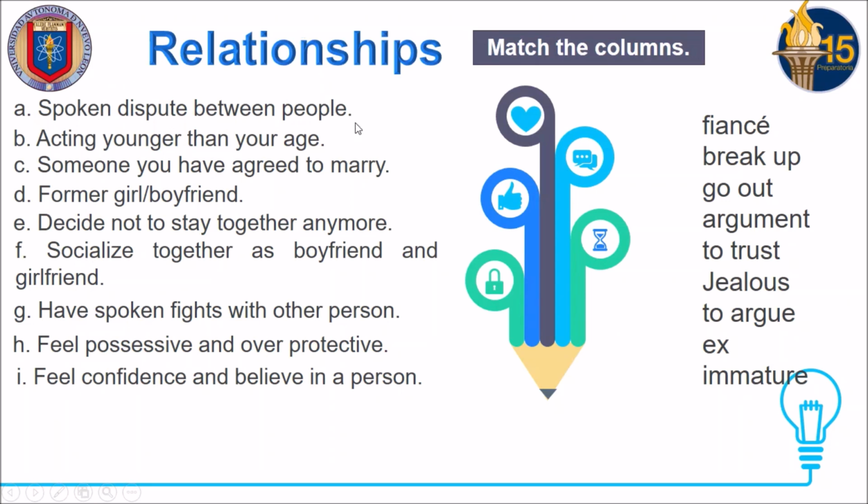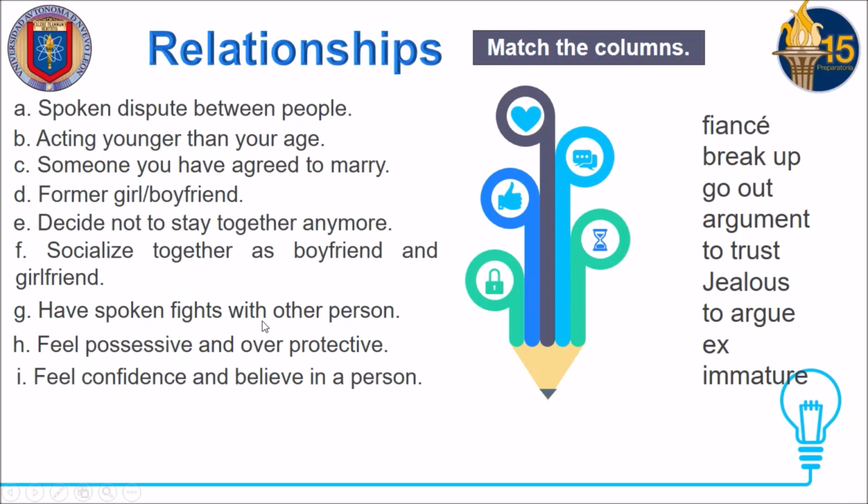Meanwhile we're reading this, you're going to be answering this, and at the end I'm going to show you the answers. Spoken dispute between people, so that will be like an argument. Acting younger than your age, that will be about behavior. Something you have agreed to marry with someone, that will be a person. Former girl or boyfriend, that will be the former one. Decide not to stay together anymore, that will be separating. Socialize together as a boyfriend or girlfriend, that will be dating, hanging out.